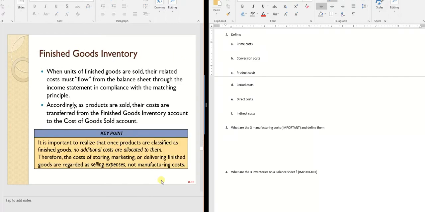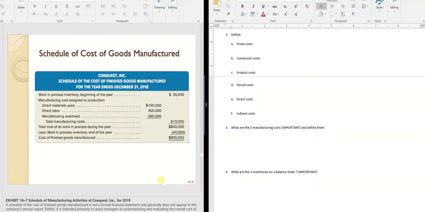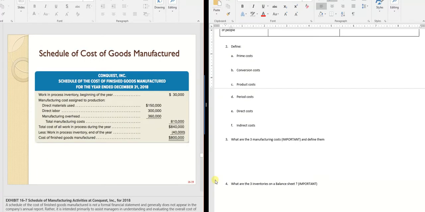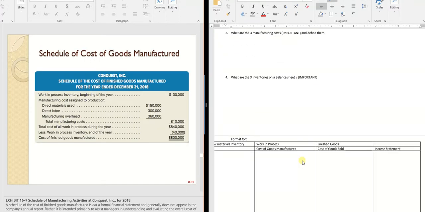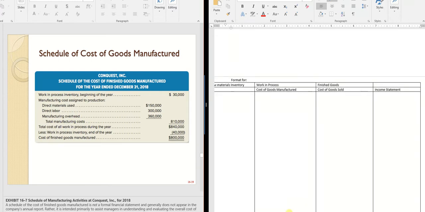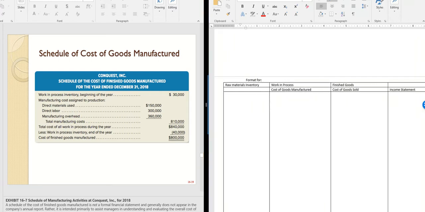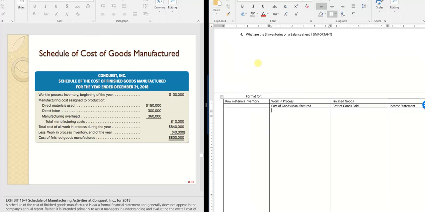Okay, so we're going to do some of these, finished goods, etc. Okay, so the schedule of cost of goods sold, okay? So really I want you to fill this out. So this is our work in process one. So what I have for work in process, I want you to see something first.